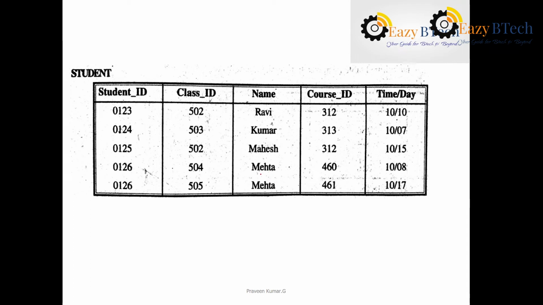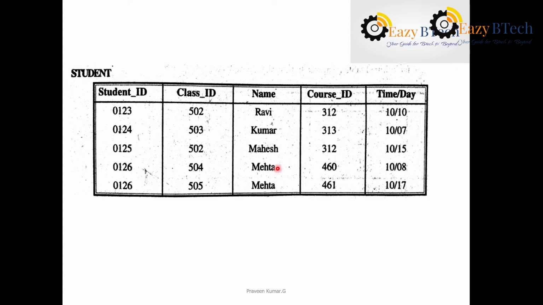Mehta is registered for two courses. What are those? 504 and 505. He is registered for two courses. This is the course ID. 460 and 461 is the course ID.